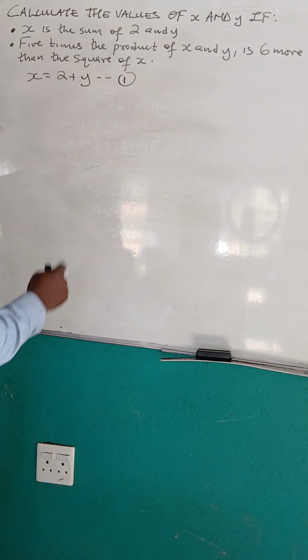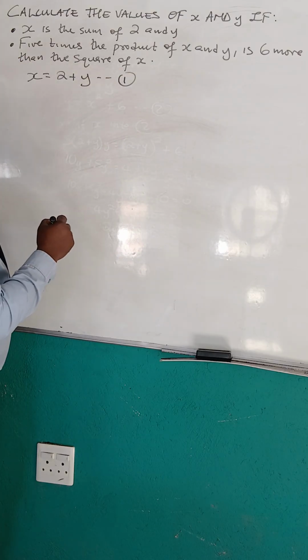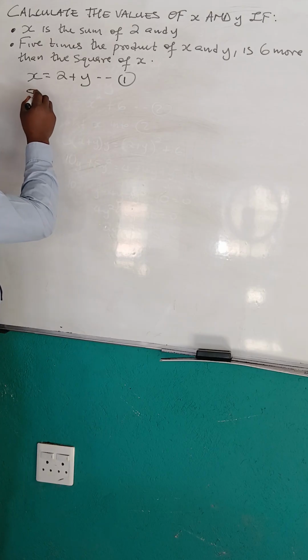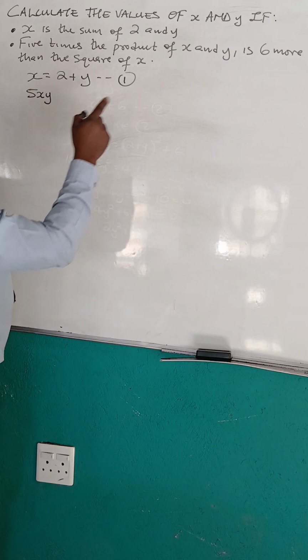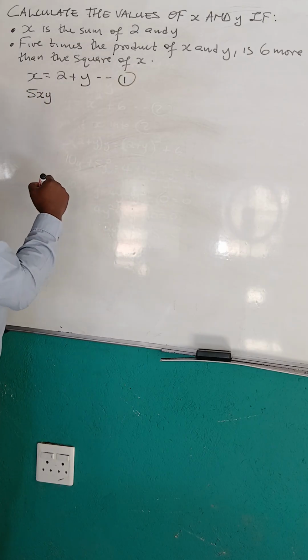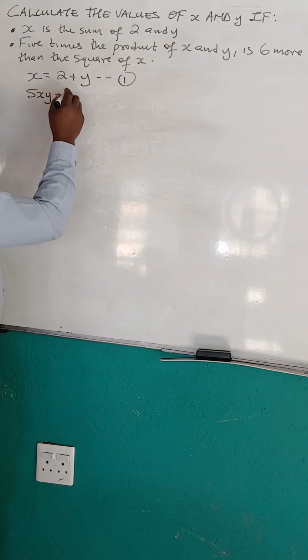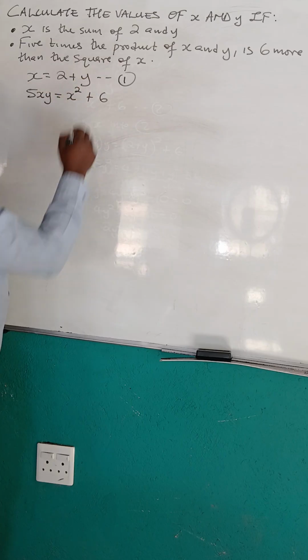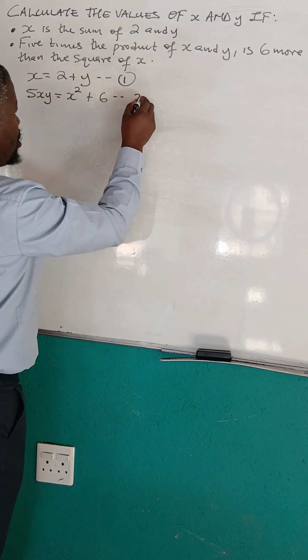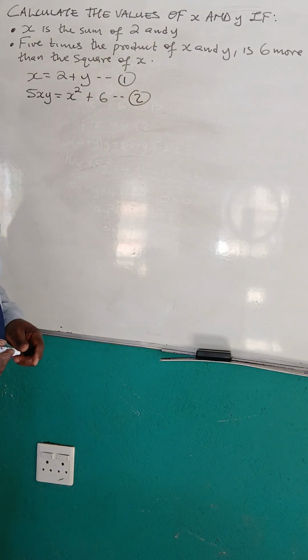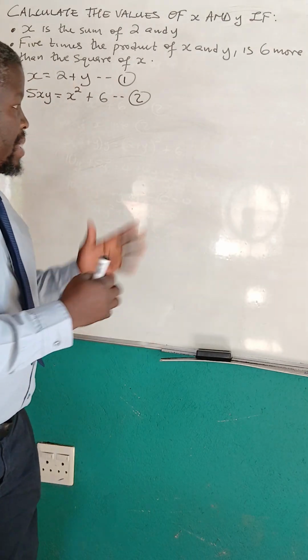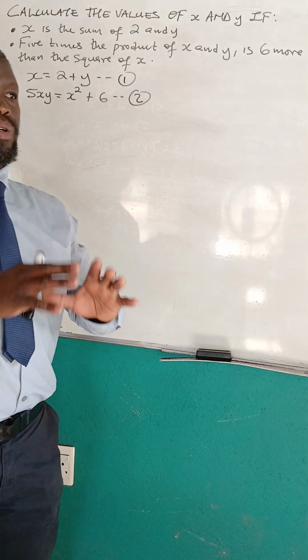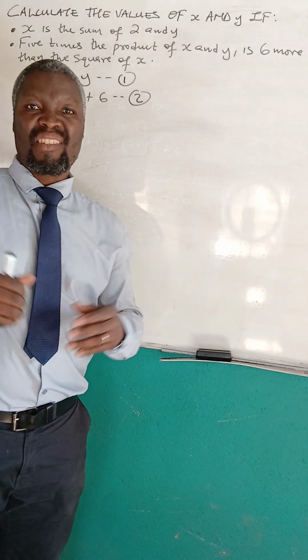The second equation, they say 5 times the product of x and y is 6 more than the square of x. This should be equal to the square of x, x squared plus 6. That is the second equation. From there, it's just a matter of us having to handle equations simultaneously.